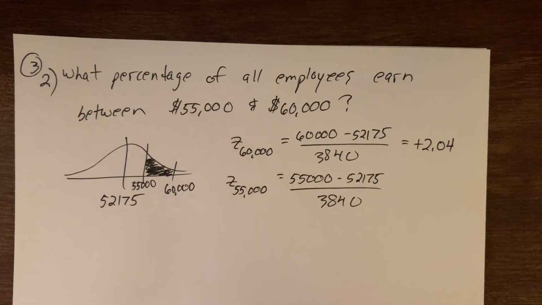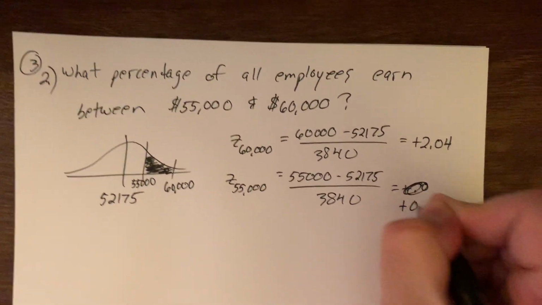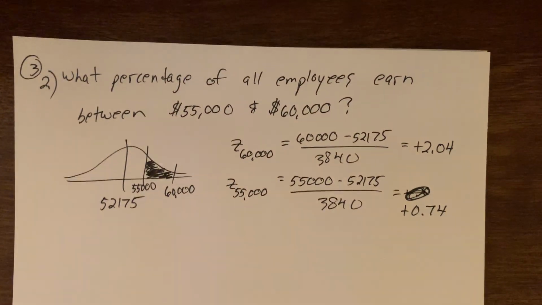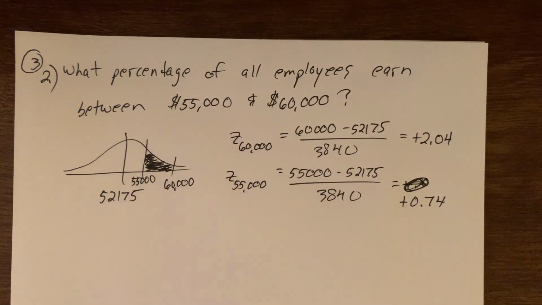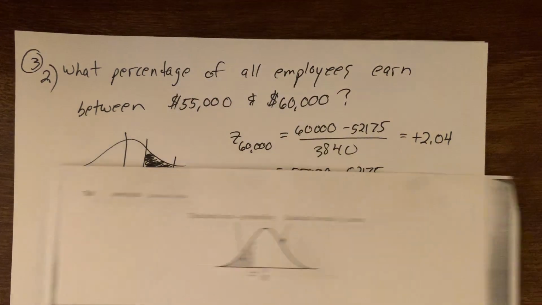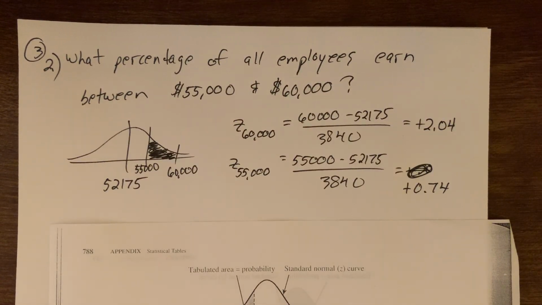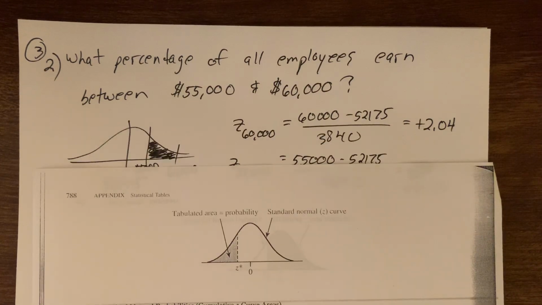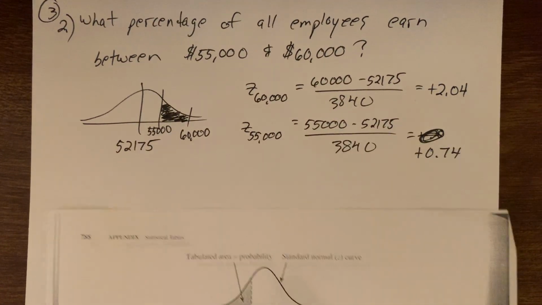So this one gets positive 0.74, if we round that. They're both positive z's. And again, I pretty much just stick with this one. A lot of variation here. I'm not trying to say this is the best way. I'm just trying to give you one way. Other people, you could find other ways.